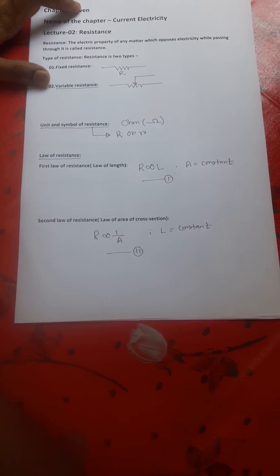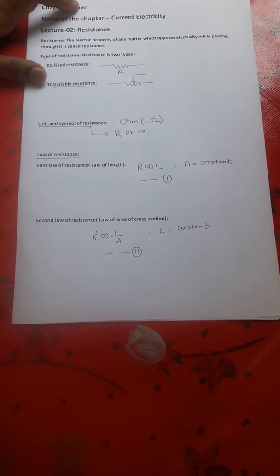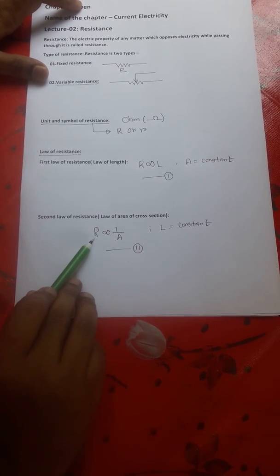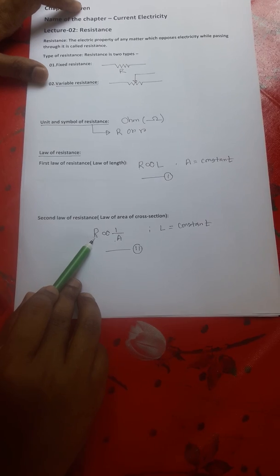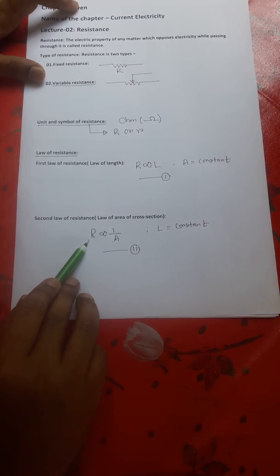So from these two laws, at first I can say that resistance is directly proportional to the length, and in the second case I can say that resistance is inversely proportional to the area of cross section. So for more area of cross section, resistance decreases, and for less area of cross section, resistance increases.